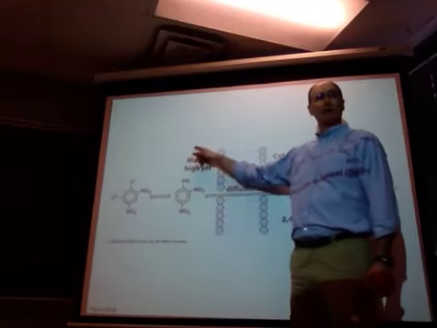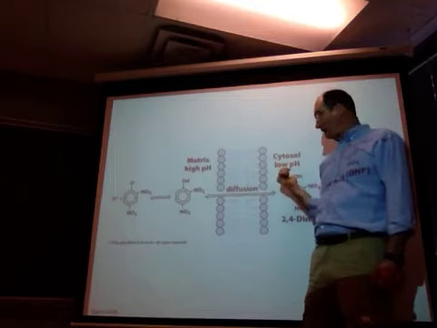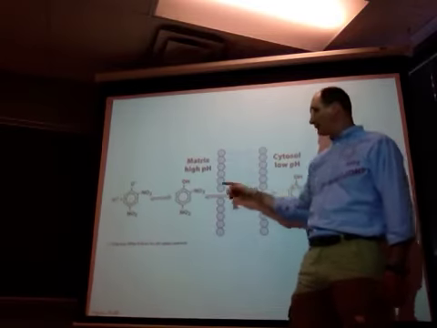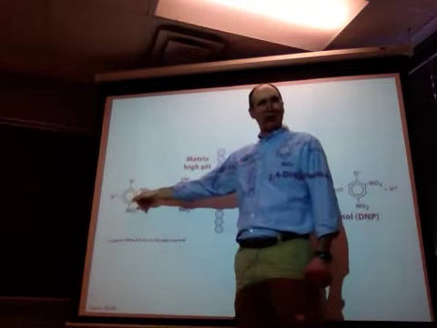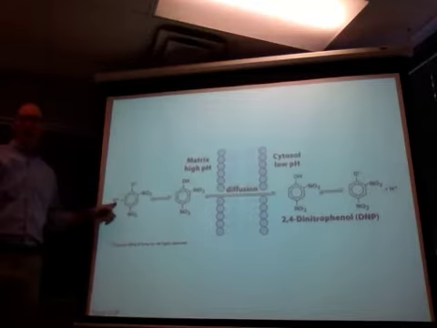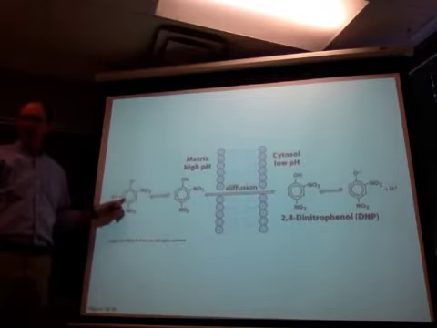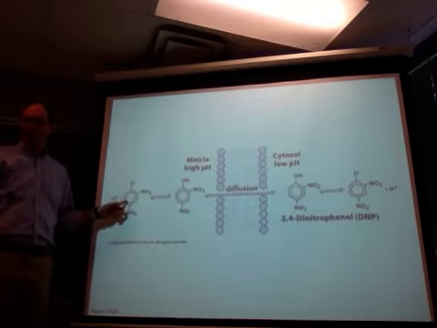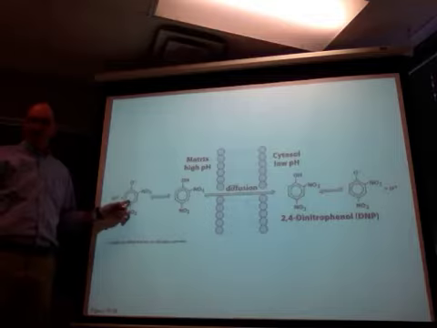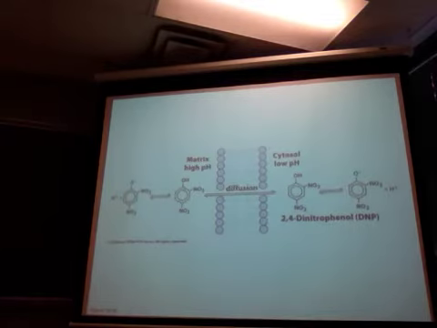But since we pump hydrogen ions out, the matrix is more basic than this space was. And so that tends to deprotonate when it gets into the matrix, which tends to then carry a hydrogen ion into the matrix. What's that going to do to our ability to make ATP? Decrease. Yeah. We call compounds like this uncouplers.